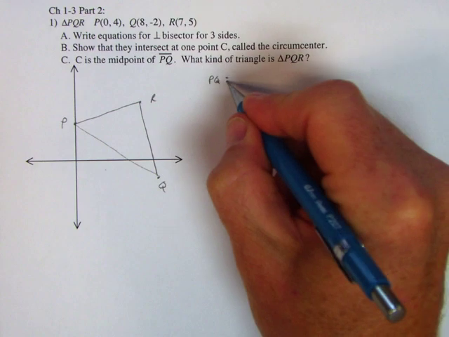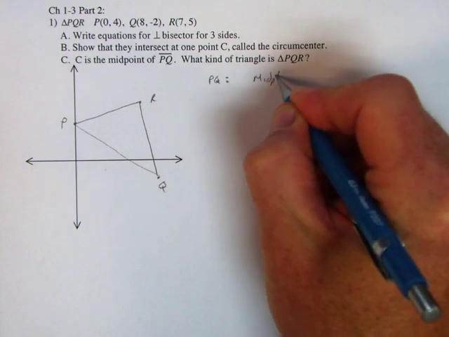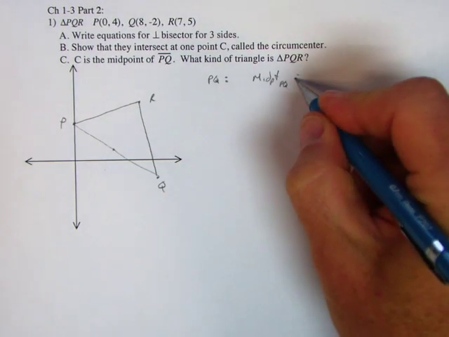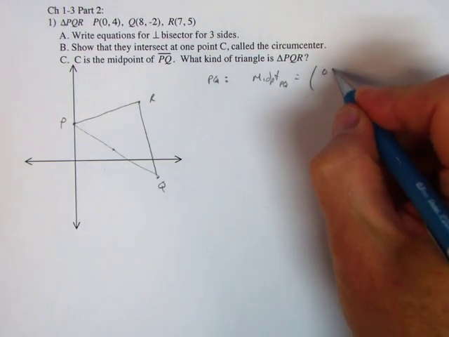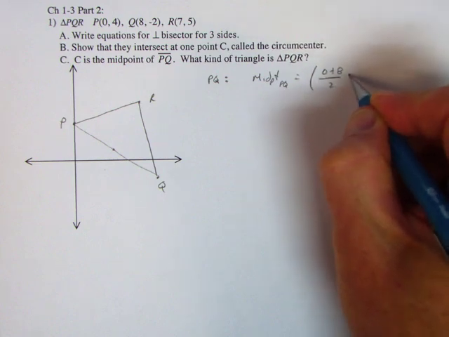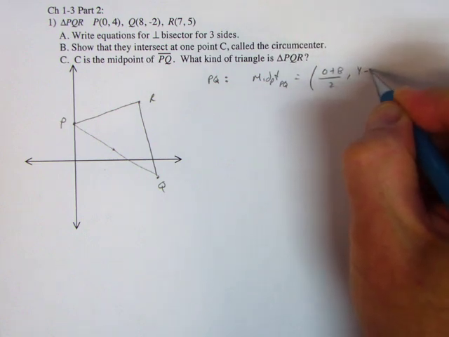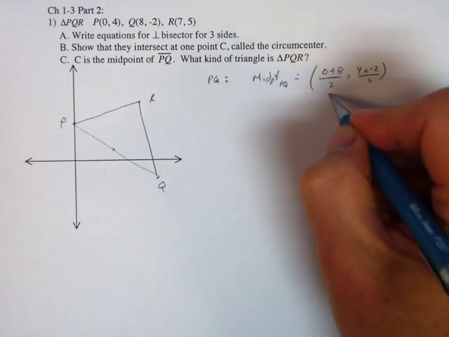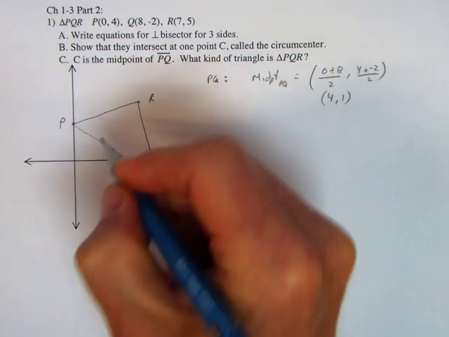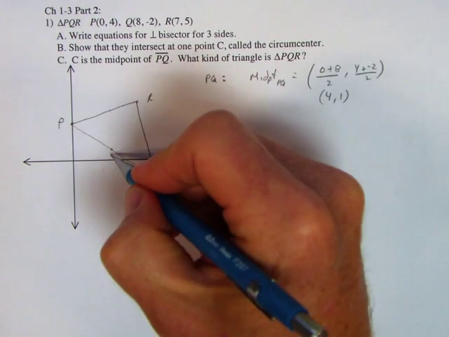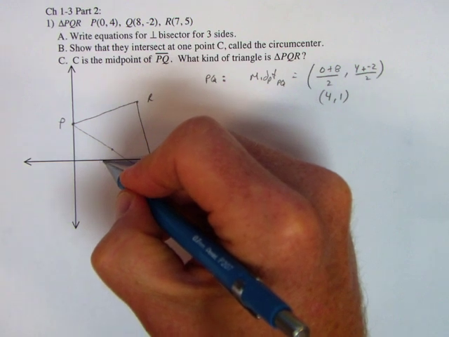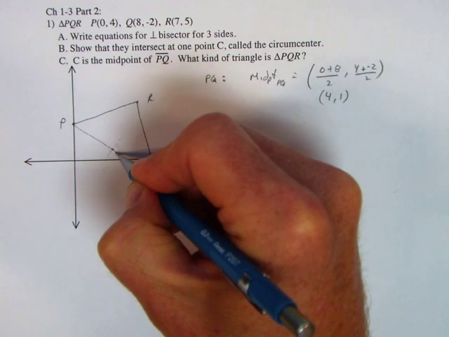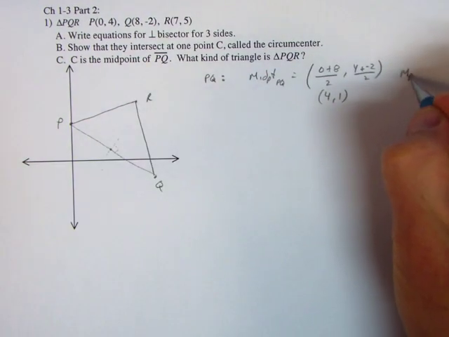So the first thing we're going to do is find the midpoint of PQ. Remember, that would be the average. 0 plus 8 over 2, 4 plus -2 over 2. So this gives us (4, 1). And now we need to find what? If it's a perpendicular bisector, it's going to be coming out something like this. So it's going to be perpendicular to PQ. We need the slope of PQ.